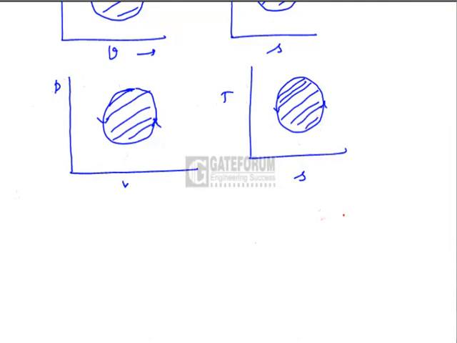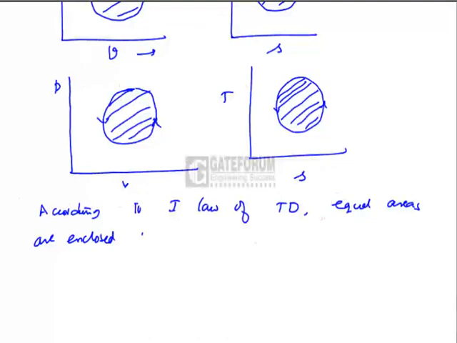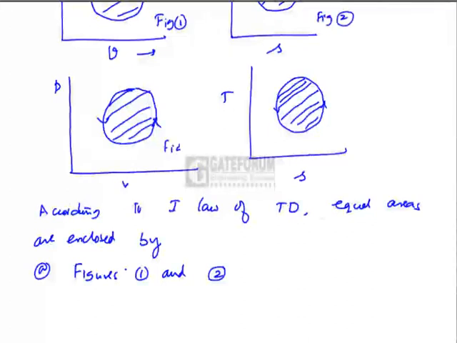The figures were indicated on four planes. According to the first law of thermodynamics, equal areas are enclosed by a figures 1 and 2. Let me indicate the figures first. This is figure 1, this is figure 2, this is figure 3, this is figure 4.